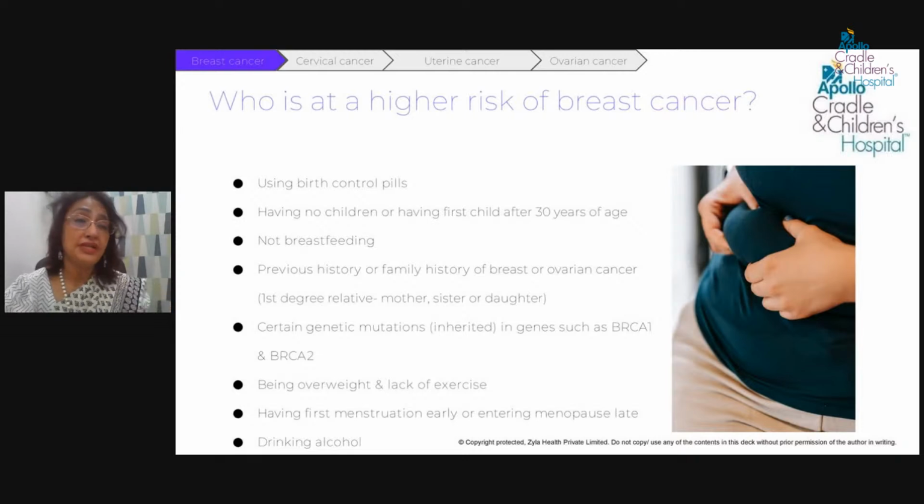Then how to prevent ovarian cancer? Avoid hormone therapy, please. If your postmenopausal symptoms can be controlled by non-hormonal therapy, try to avoid hormonal therapy. Maintain a healthy weight. Closely observe your body. Ladies, we know our body more than anyone else. So anything abnormal that you notice in your body, in the form of discharge from the nipple, abnormal uterine bleeding, or bleeding after sex, don't take it lightly.